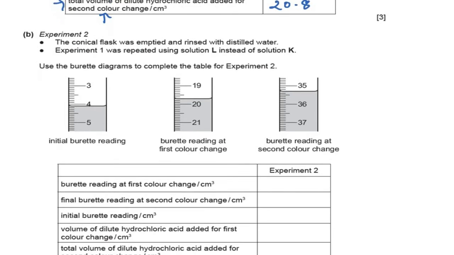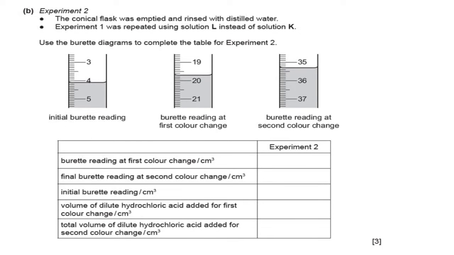Now experiment 2. Here again a similar thing is given, where the burette reading at the first color change is 19.7. So I'll write it as 19.7 centimeter cube. The final burette reading at the second color change is 35.3 centimeter cube. The initial burette reading is 4.1. So I'll write it as 4.1 centimeter cube.